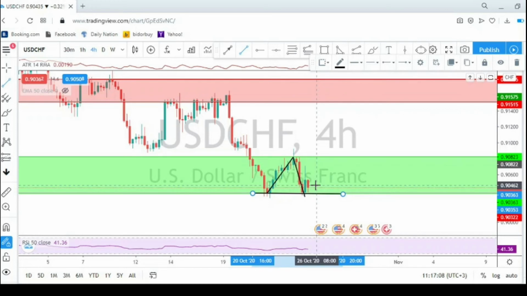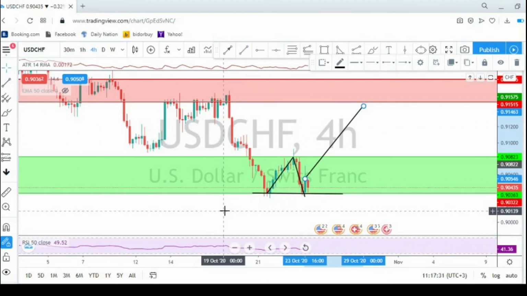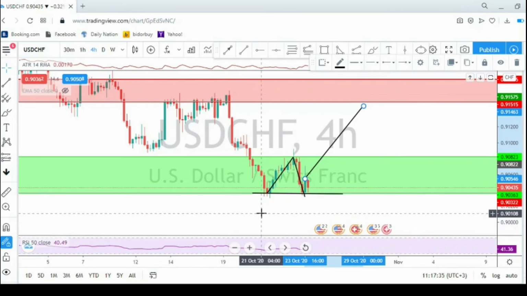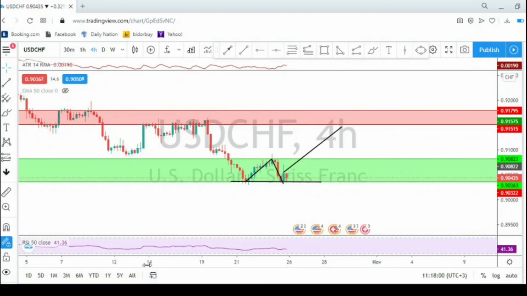What I'm expecting here, what I'll do next week, I'll buy this market because it has come to a major level of structure on a daily time frame, and on a 4-hour time frame it has made a double bottom with a bullish engulfing candle. So this to me is an indication that there is a reversal taking place here. I see the dollar is gaining strength as election day is drawing closer.